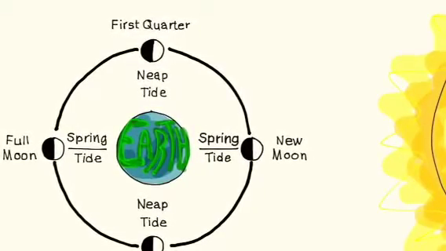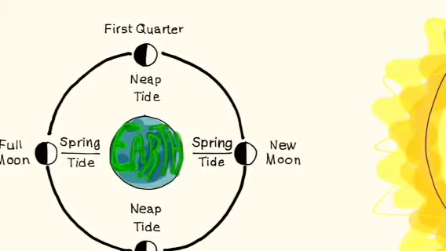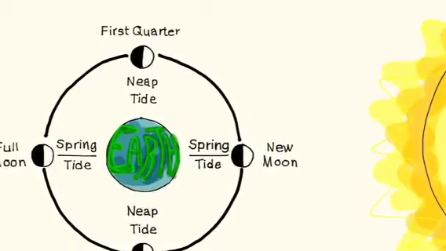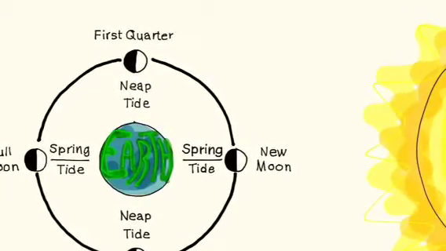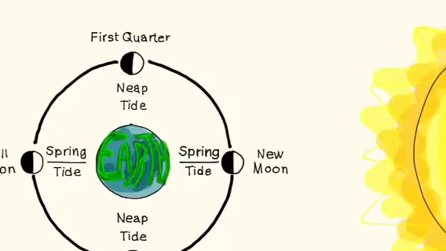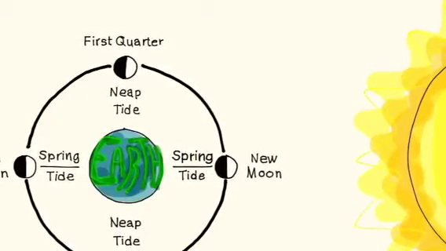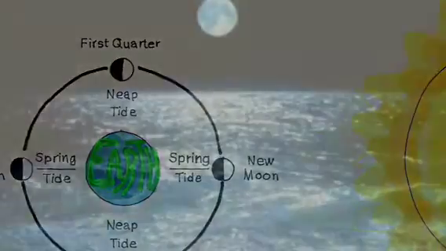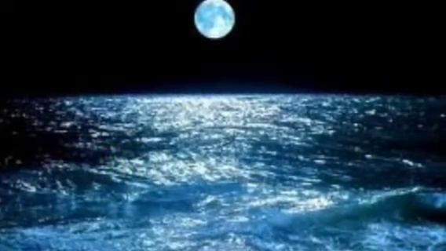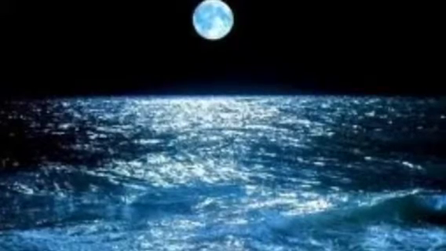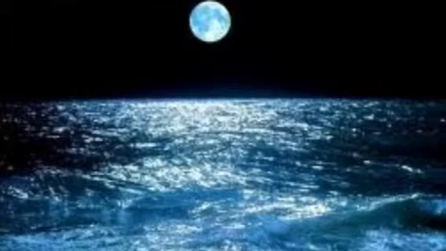When the sun and moon are aligned, there are exceptionally strong gravitational forces called spring tides. And when the sun and moon are not aligned or in a right angle, the tides are not as dramatically high and low. Spring tides happen when the moon is full or new, and neap tides happen when the moon is in its quarter phases.